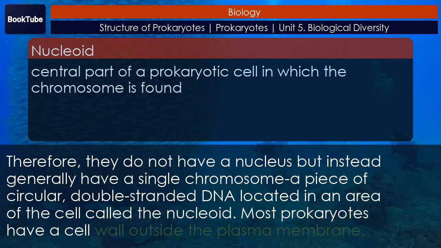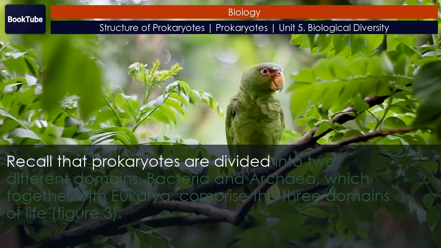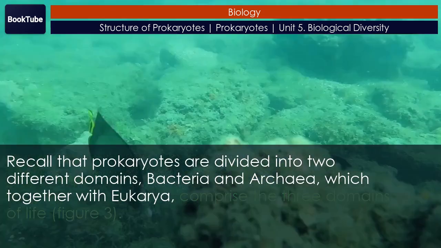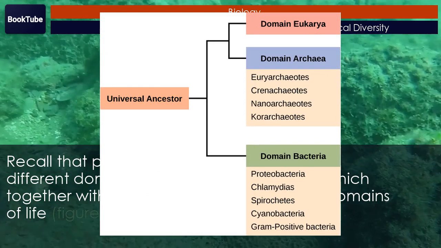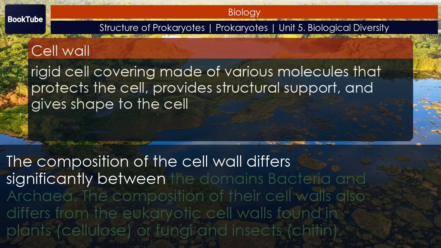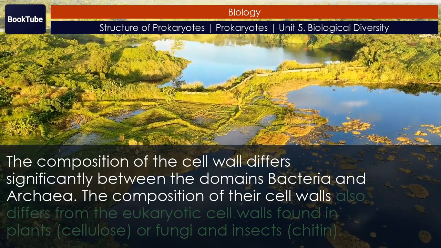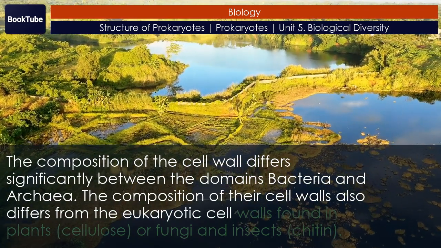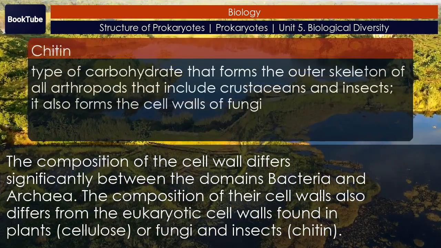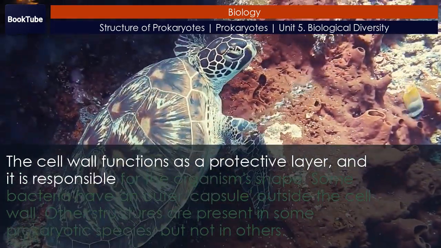Most prokaryotes have a cell wall outside the plasma membrane. Recall that prokaryotes are divided into two different domains: Bacteria and Archaea, which together with Eukarya, comprise the three domains of life. Figure 3. The composition of the cell wall differs significantly between the domains Bacteria and Archaea. The composition of their cell walls also differs from the eukaryotic cell walls found in plants, cellulose, or fungi and insects, chitin. The cell wall functions as a protective layer, and it is responsible for the organism's shape.